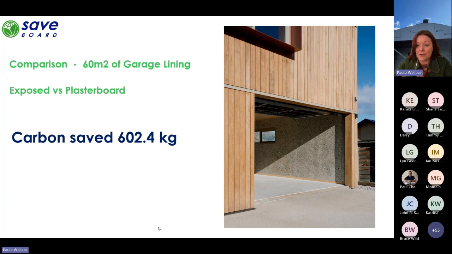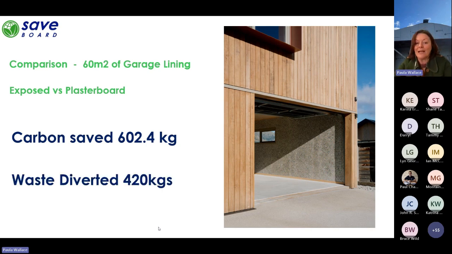So this is a garage, and we have done the numbers based on 60 square metres of product, of wall lining, and we are looking at using exposed instead of plasterboard. So in this instance of 60 square metres, the carbon saving would be 602 kilos. And I do love a fun fact, so I've had to add one in. The waste diverted over that 60 metres square would be 420 kilos.